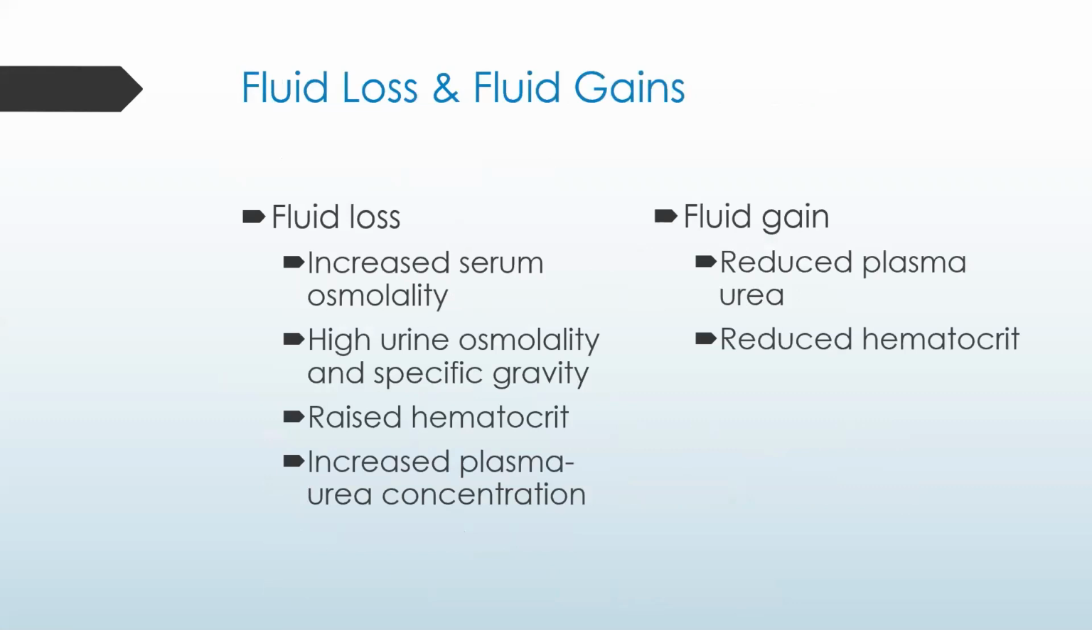With fluid losses, you see increased serum osmolality or increased concentration, high urine osmolality and specific gravity, raised hematocrit, and increased plasma-urea concentration. With fluid gains, you will see reduced plasma-urea and reduced hematocrit.